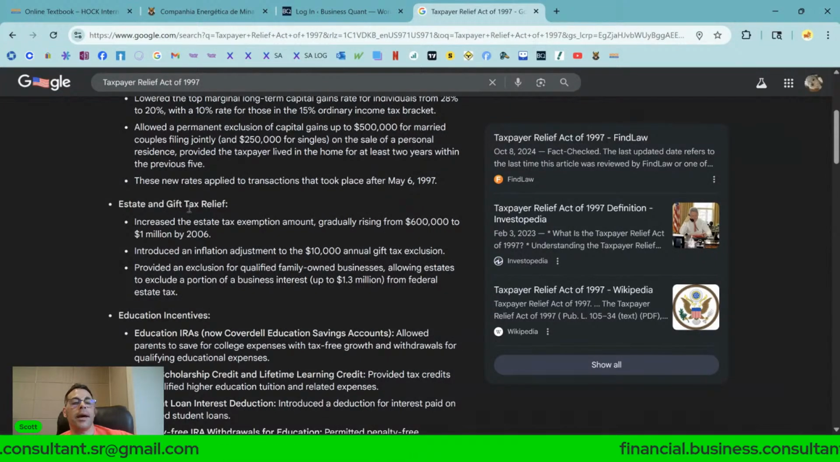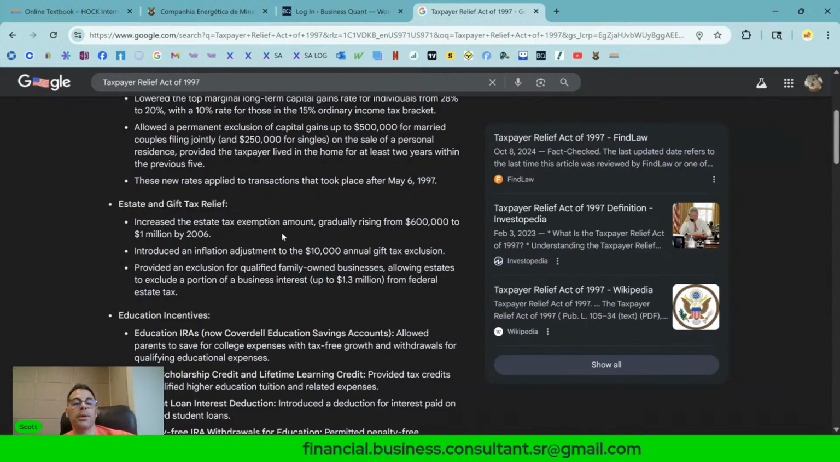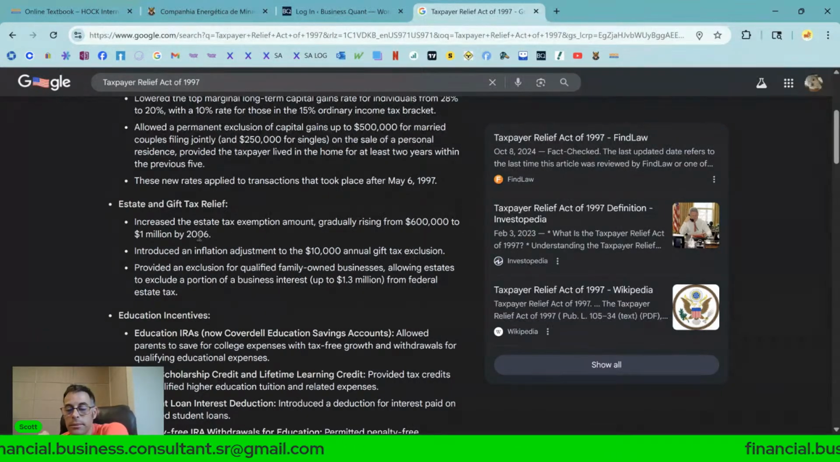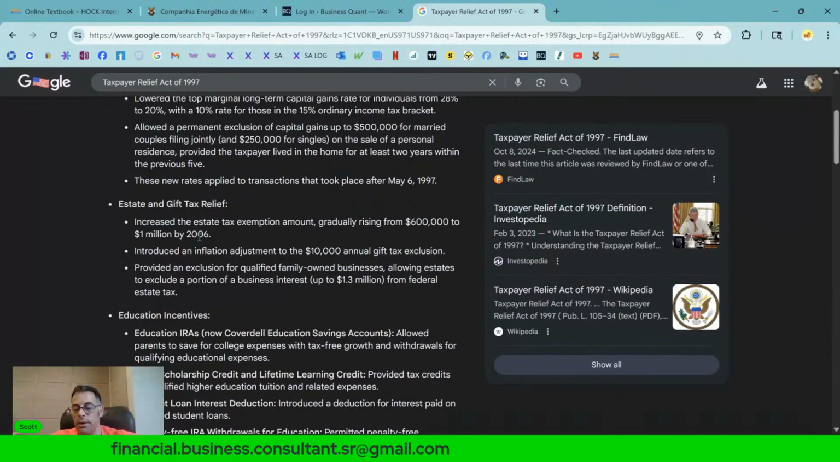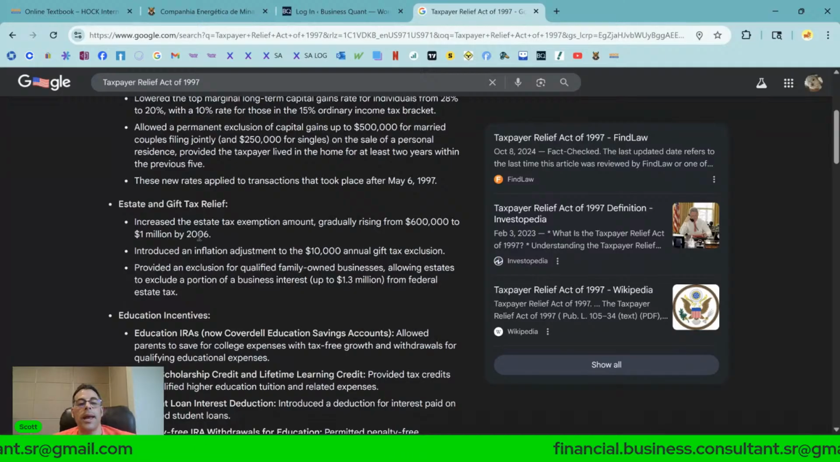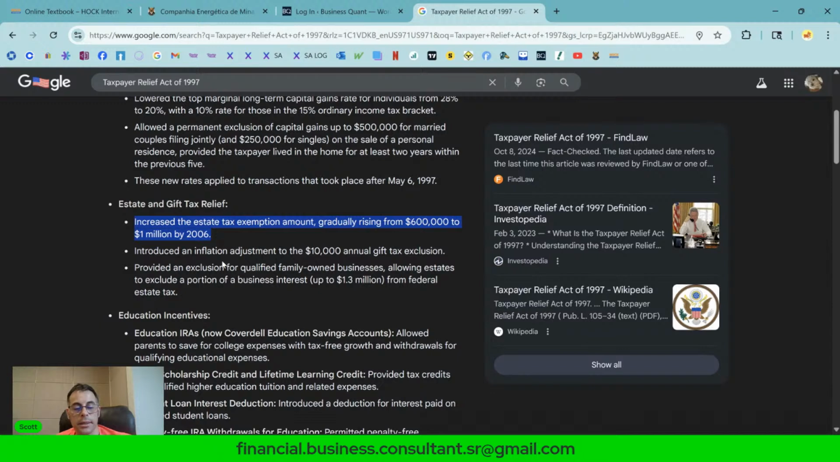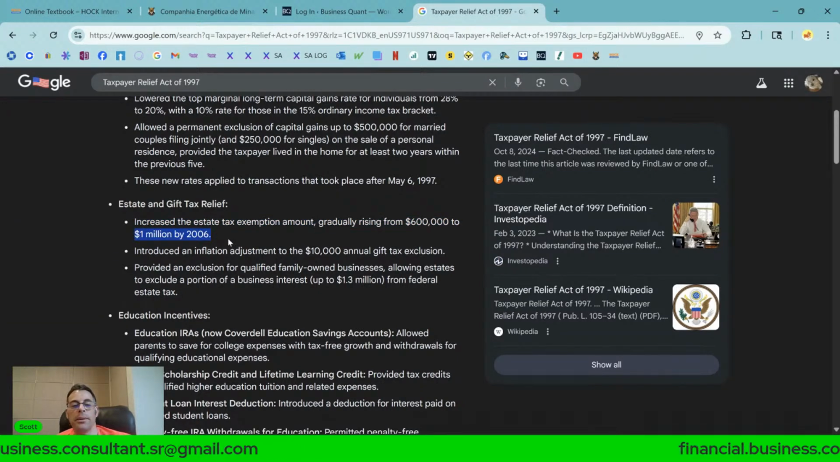Then you have the estate and gift tax relief. He increased the estate exemption from $600,000 to $1 million. So that's when you leave your estate. Say you have your estate, which is property and your investments. If you have $800,000 in your estate, in the past that was taxed, but now $1 million is tax free.